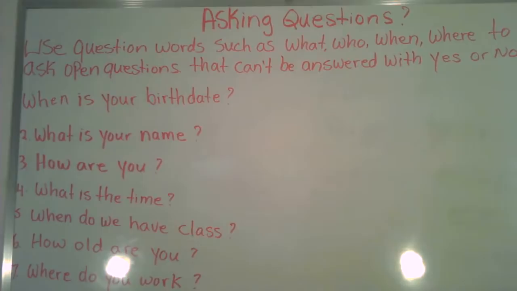When someone asks you, what is the time? Don't just say 5. Okay, guys? Don't just say 5. You answer, it's 5 o'clock. Okay? Now, guys, if you're not sure about the time, but you know it's about 5 o'clock, you can say it's around, okay? It's around 5 o'clock, okay? That's what it means.